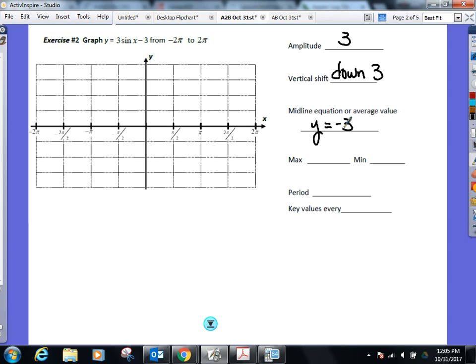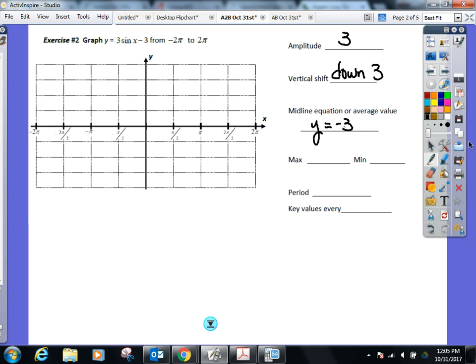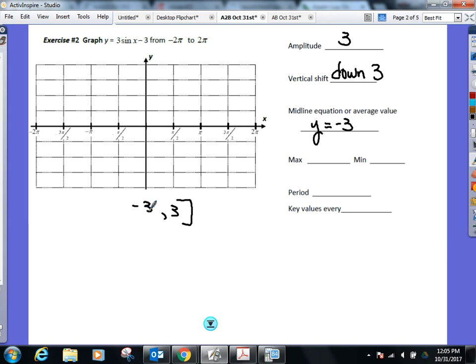Okay, Vinny, ready? This is the tough part here. This is where kids get a little screwy for day 1. Max and the min, pre-shift, Vinny. Pre-shift. I didn't shift it down 3 yet. What's my max and min? 3 is my max, and my min would be -3. Everyone agrees with that, pre-shift. This is what we did yesterday. 3 sine x means it goes up to 3, down to -3.